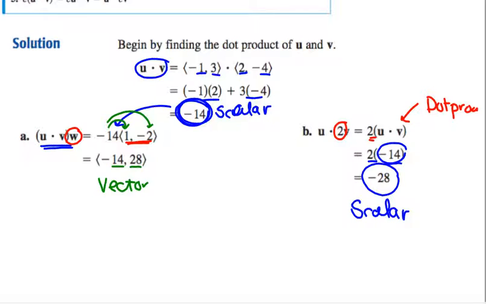So be careful when you're using your dot products. Some of your solutions will be scalar. Some of them will be a result in a new vector.